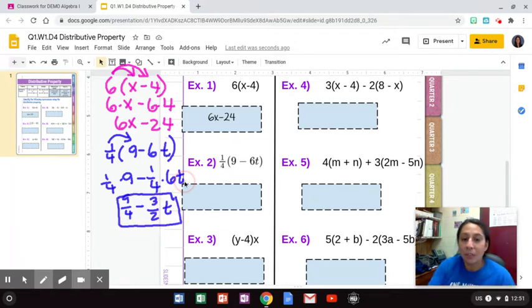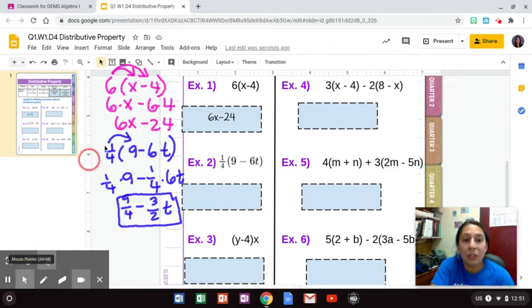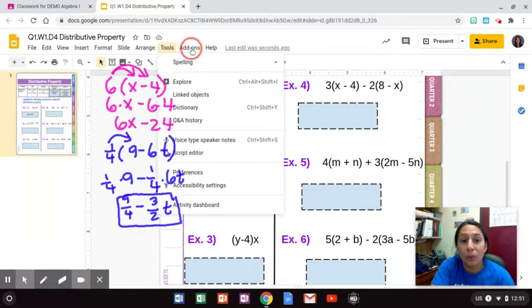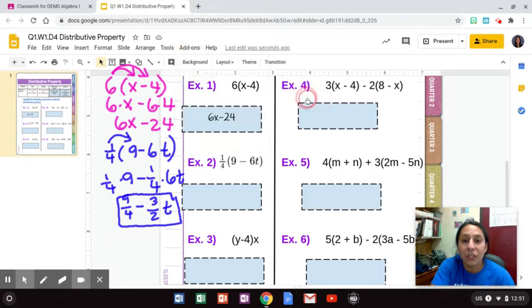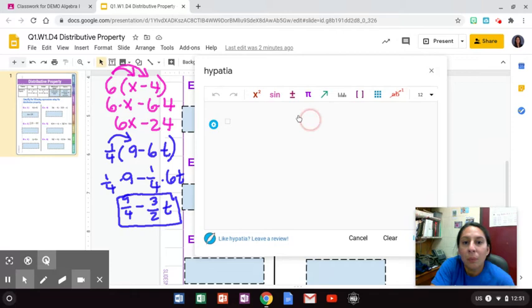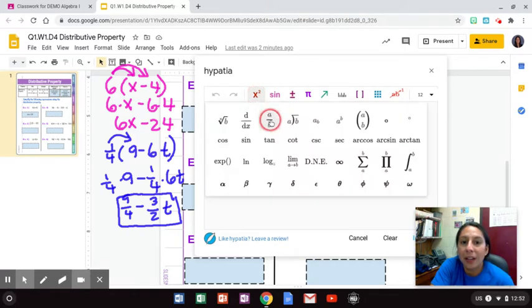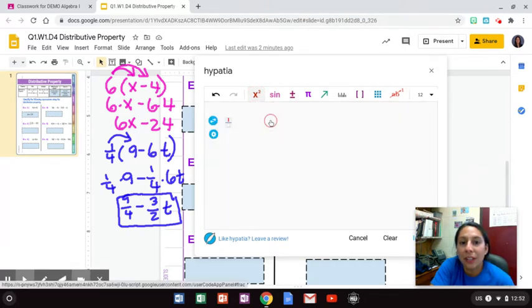Now for example 2, it's a little bit different because it has fractions. When you have fractions, in order to input it, you're going to go to your tool, or your add-ons, and you're going to go to Hypatia. You're going to insert your text. Once it loads, you're going to go ahead and click x squared right here. Since you have a fraction, you're going to click the one that says a over b.